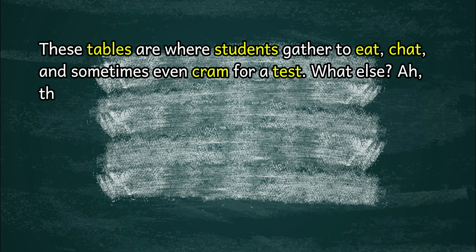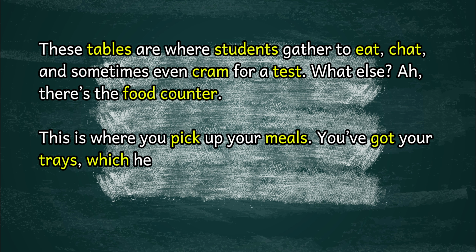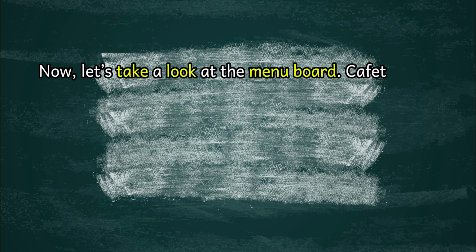What else? There's the food counter. This is where you pick up your meals. You've got your trays, which help carry everything without making a mess. Now, let's take a look at the menu board.